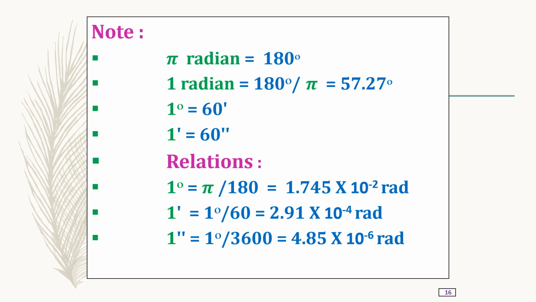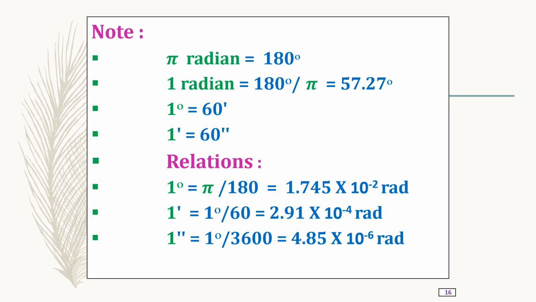So if I want to calculate 1 radian, what should I do? 180 divided by pi, which is equal to 57.27 degree. So 1 degree is equal to 60 minutes of arc and 1 minute is equal to 60 seconds of arc. So what is the relation between radian, degree and minutes? So 1 degree is equal to pi divided by 180 radian. So we'll get the answer as 1.745 into 10 power minus 2 radian.